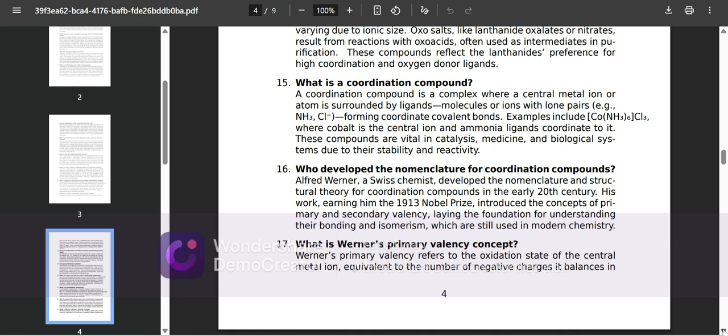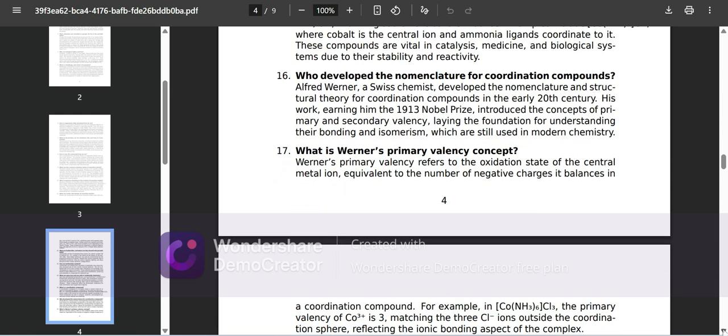Examples include Co(NH3)6 Cl3, where cobalt is the central ion and ammonia ligands coordinate to it. These compounds are vital in catalysis, medicine, and biological systems due to their stability and reactivity.